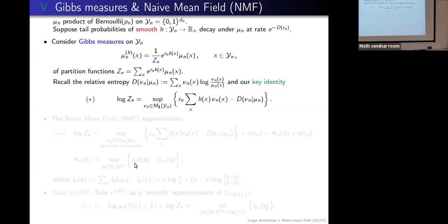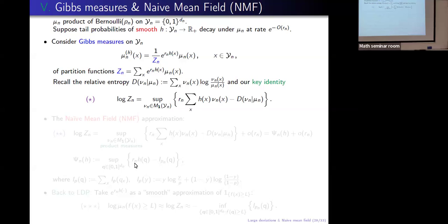Now we can use relative entropy. We can write relative entropy also for product measures or for general measures of n symbols. And we have this key identity. The log of the partition function can be written as a supremum over all possible measures of this function. I just copied the key identity from before, but decorated everybody with n to demonstrate I'm working on spaces of increasing size. What is a naive mean field approximation?